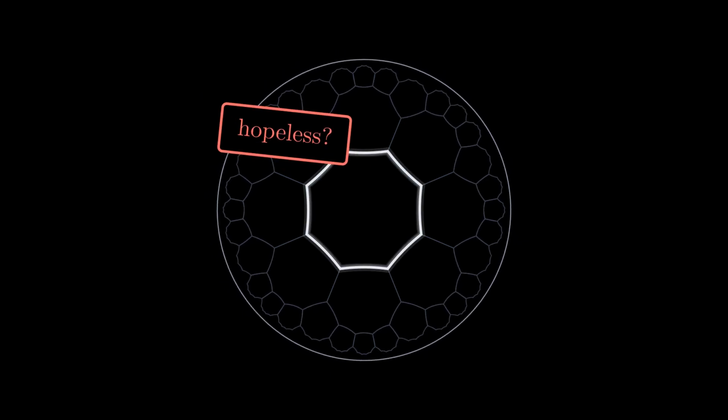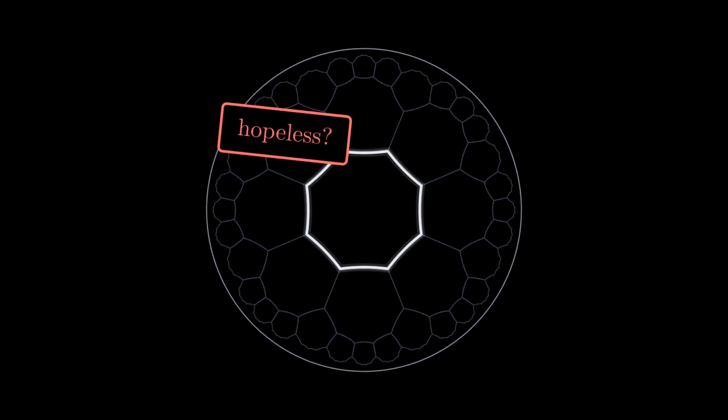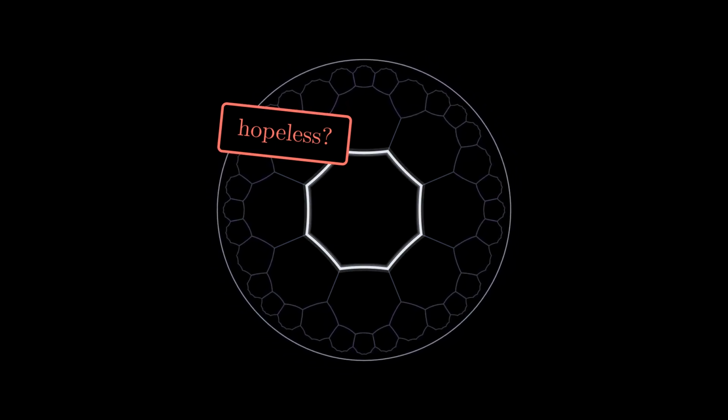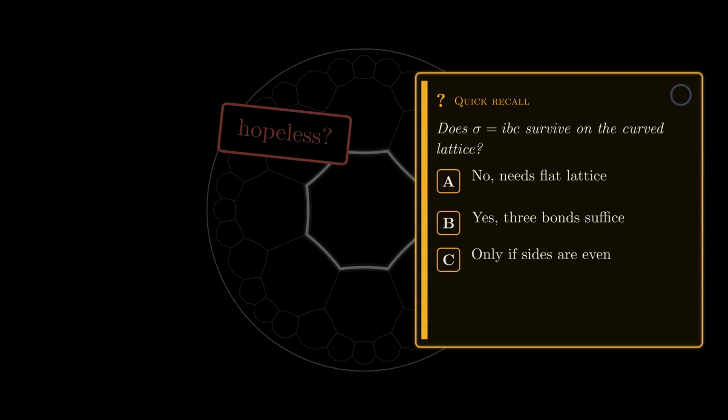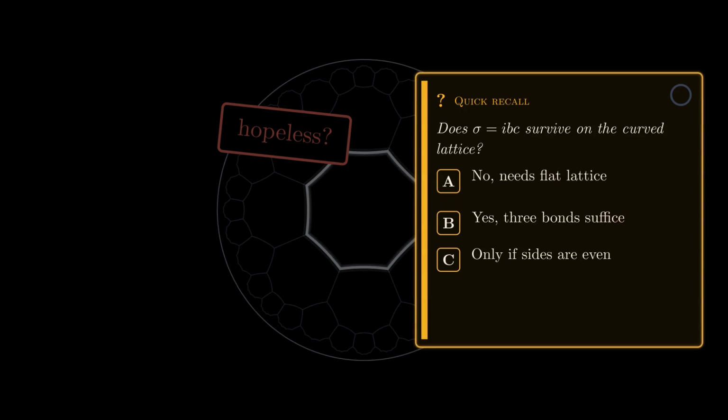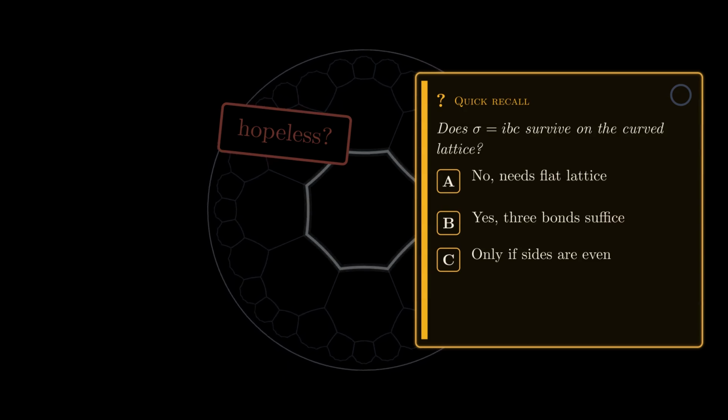If your gut says the curvature just wrecked everything, that is exactly the trap I want you standing in. One more commit before we spring it. We are about to reuse the very same trick, splitting each spin into Majorana pieces on the curved lattice. Does that trick survive the bending?